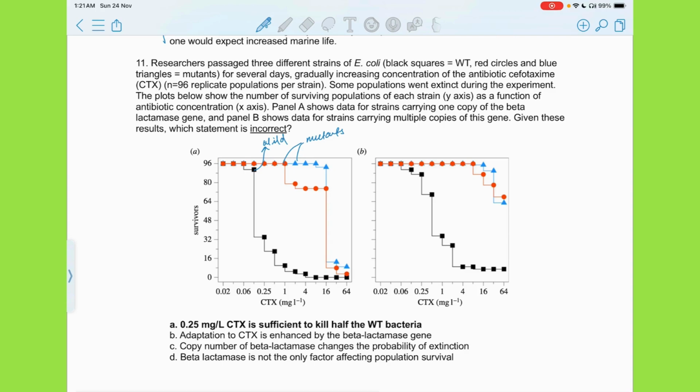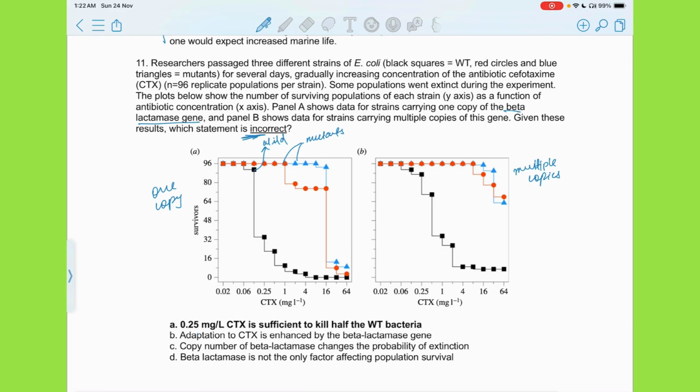Some populations went extinct during the experiment. This plot below shows the number of surviving populations of each strain, on the Y-axis, as a function of antibiotic, on the x-axis. Panel A shows the data from the strains carrying one copy of the beta lactamase gene, and panel B shows the data for strains carrying multiple copies. Given this result, which of the following is incorrect?